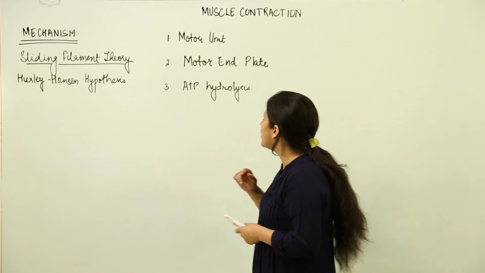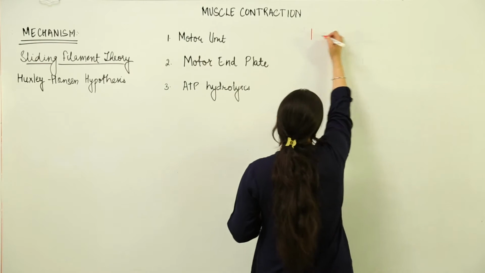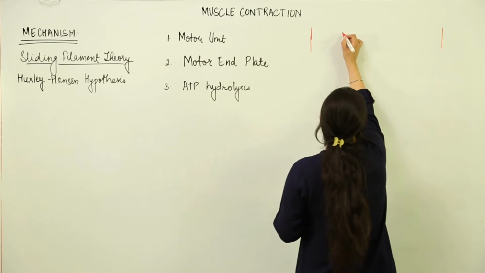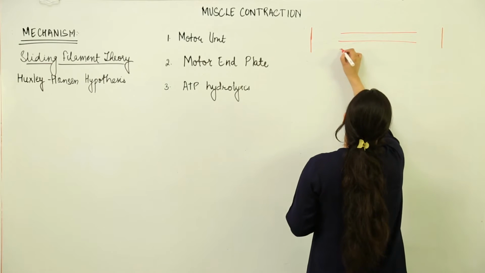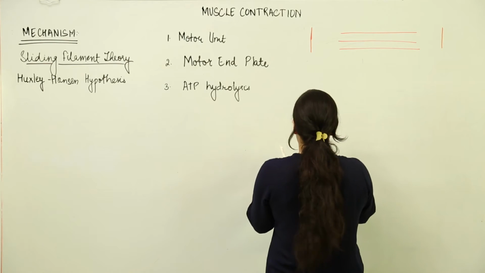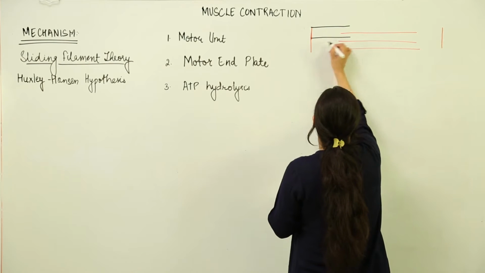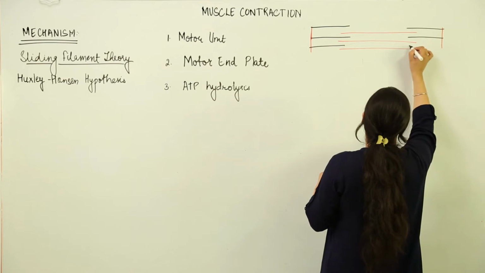So let us recall the structure of the sarcomere. You remember, in the sarcomere there were two Z lines which separated one sarcomere from the other. In between there was an anisotropic band that was made up of myosin proteins, and alternate to this there were isotropic actins. Such was the arrangement of the sarcomere.